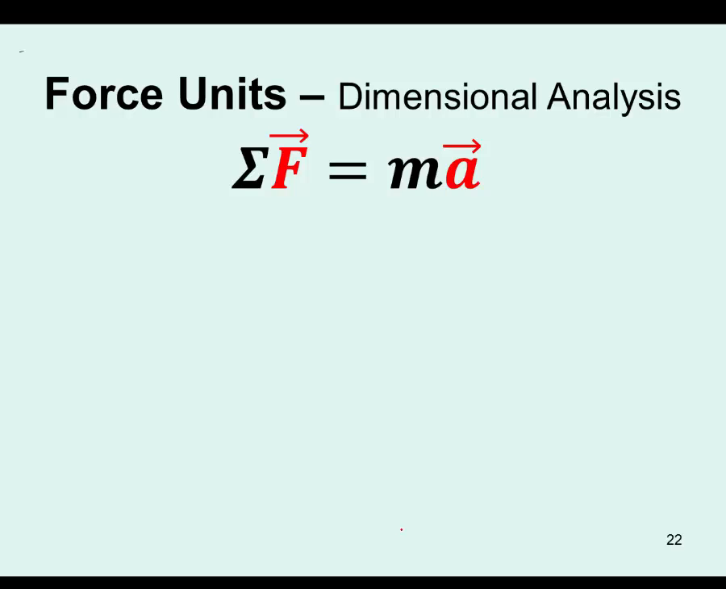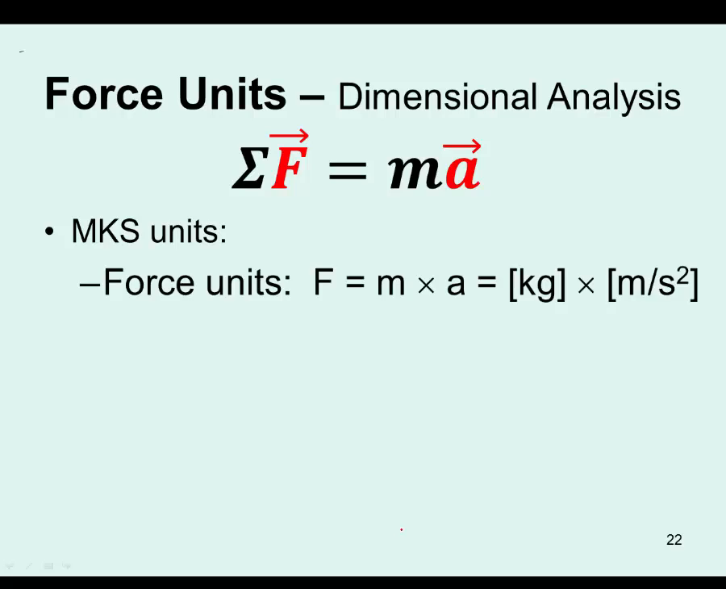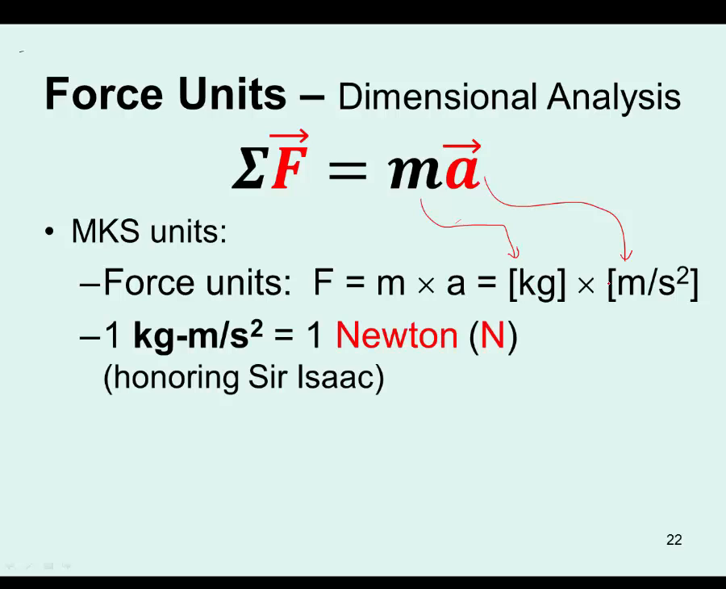So let's use dimensional analysis to figure out what the units are for force. So let's look at MKS units. All we need to do is plug units into our equations and see what we get. We need to plug in units for mass and units for acceleration. So if you look at this, our mass units are kilograms, and our acceleration units are meters per second squared. So force units are just kilograms times meters per second squared. We actually call 1 kilogram meter per second squared 1 Newton, of course, honoring Sir Isaac Newton, who came up with this idea.